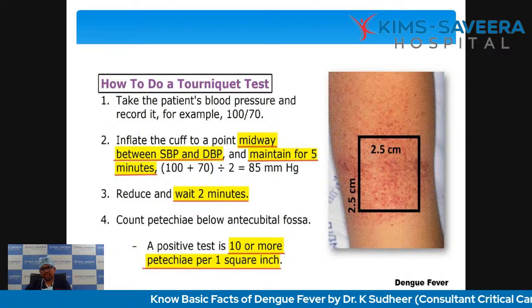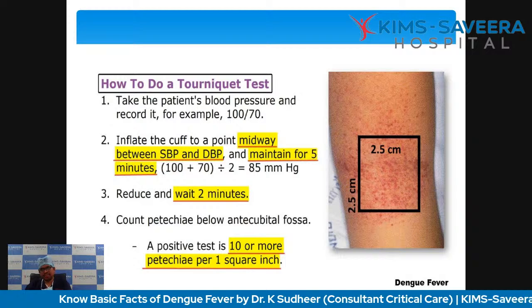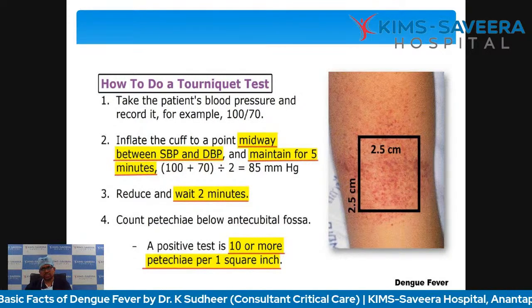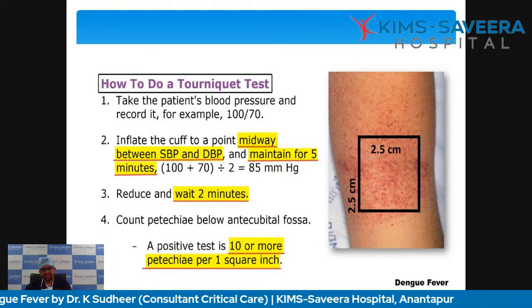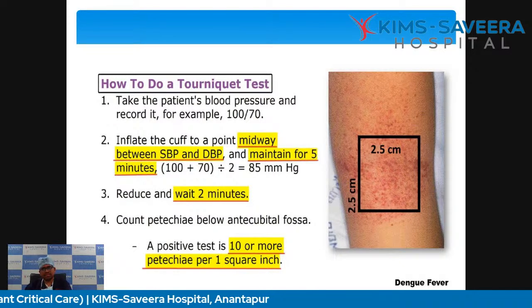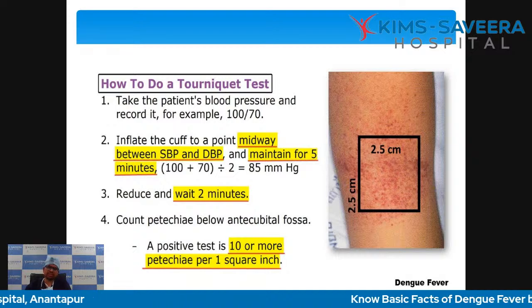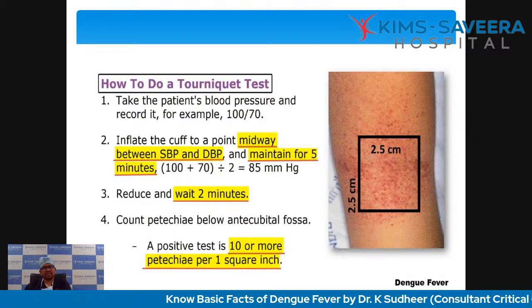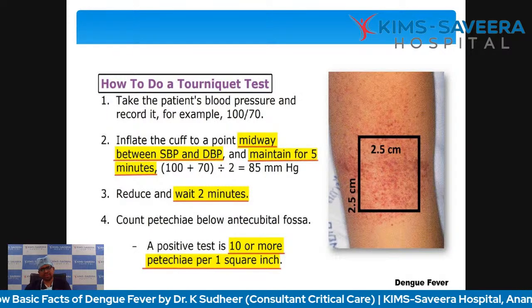Some patients may not have any bleeding from the nose or gums or blood in stools. They usually come with severe body pains or headache, with throat discomfort or abdominal pain. If we apply the BP cuff and do this simple test, and we see petechiae around the arm, then we can diagnose dengue hemorrhagic fever.